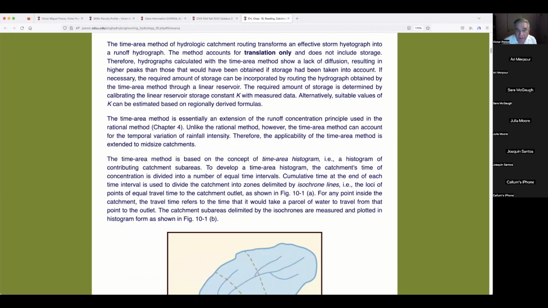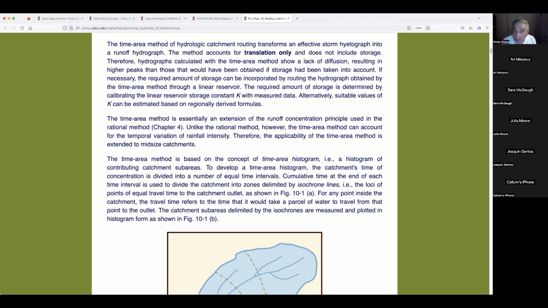Okay, the time area method is essentially an extension of the runoff concentration principle used in the rational method. Repetitious here. Unlike the rational method, however, the time area method can account for the temporal variation of rainfall intensity. Correct. So it is an improvement. We not only can consider the temporal variation of rainfall intensity, we can also add after the fact a little bit or as much diffusion as we want to in order to get to the right answer.